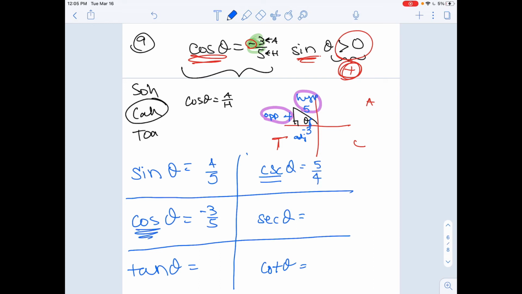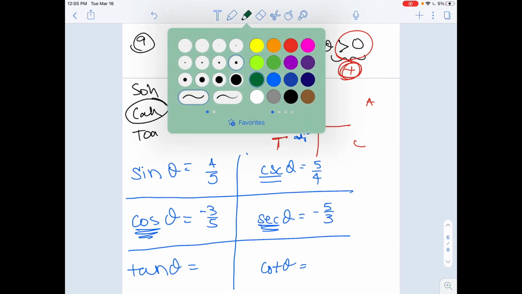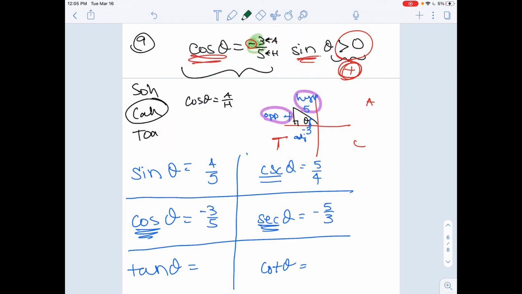We already know cosine, they gave it to us, so secant is the reciprocal of cosine, so that's going to be negative 5 over 3. And then tangent, we'll put that in green. Tangent is opposite over adjacent, which is 4 over negative 3. So the cotangent is the reciprocal, which is negative 3 over 4. So that's number 9. Let's go ahead and do number 10.